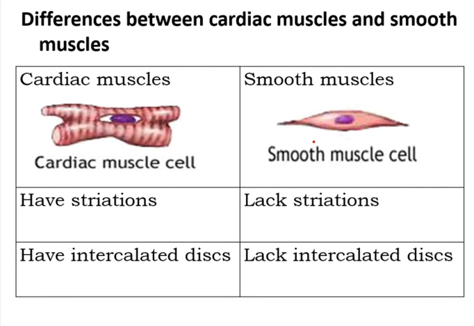Then differences between cardiac muscles, the muscles which are found in the heart, and the smooth muscles. Cardiac muscles have striations, smooth muscles lack striations. Cardiac muscles have intercalated discs, while the smooth muscles lack intercalated discs.